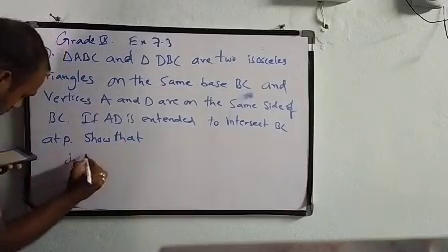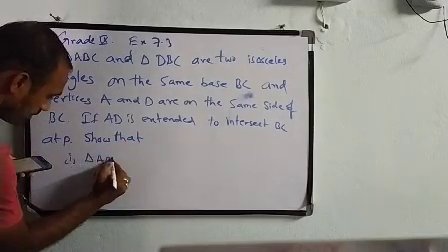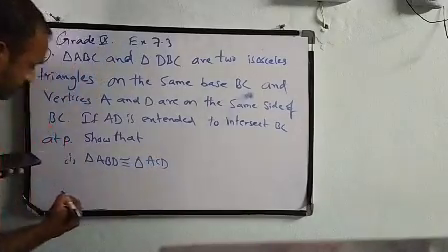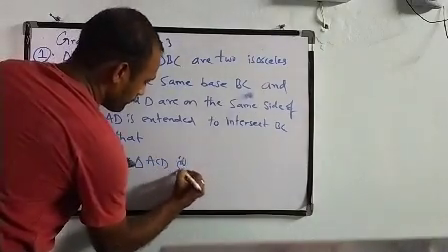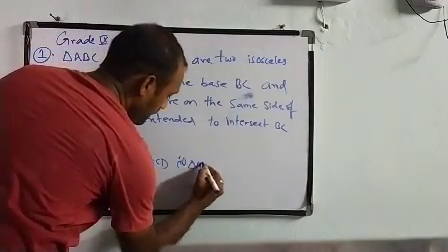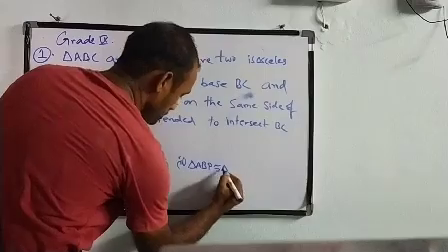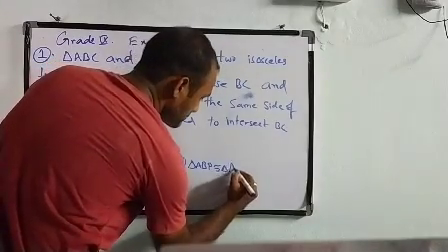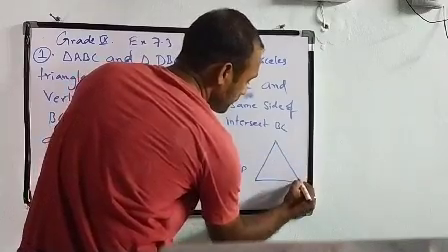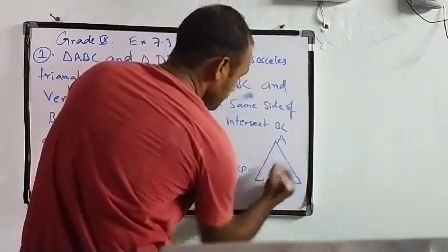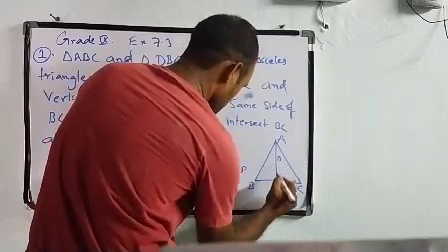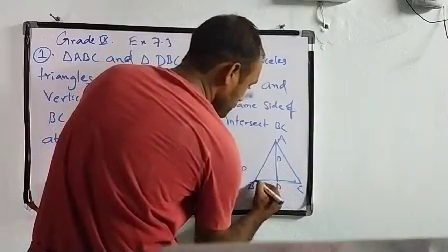So the first proof is triangle ABD is congruent to triangle ACD. The second proof is triangle ABP is congruent to triangle ACP. So let me draw the triangle here. So the triangle is ABC, and here it is D, here it is P.